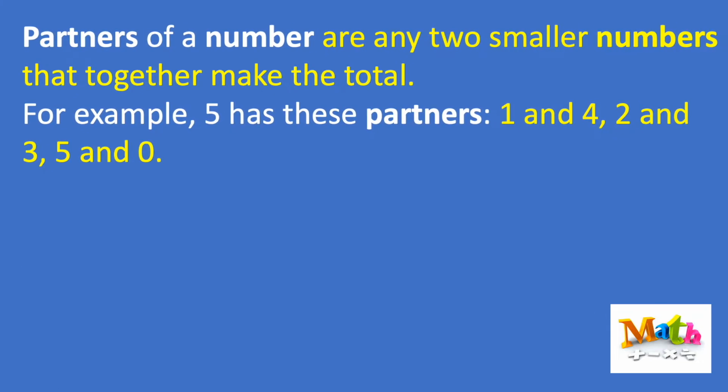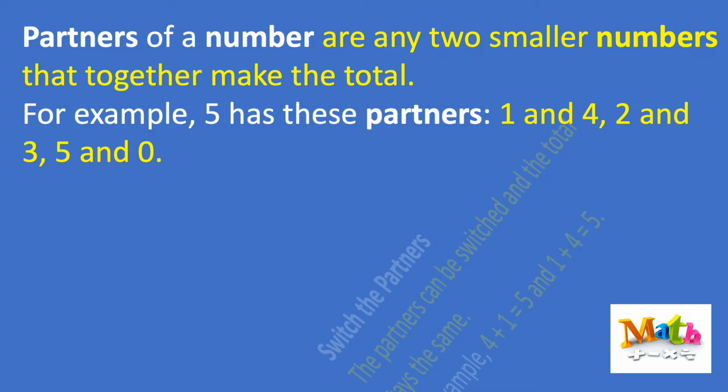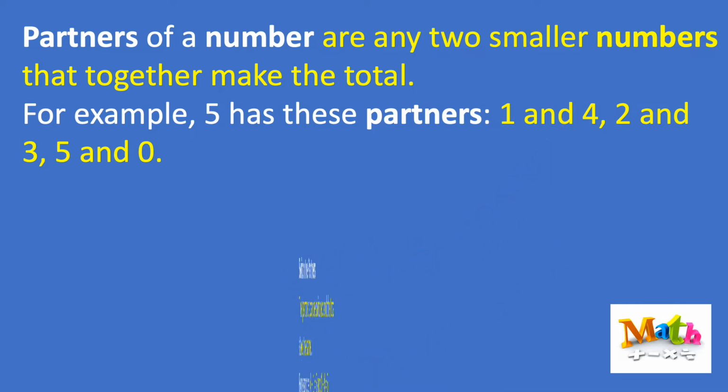Partners of a number are any two smaller numbers that together make the total. For example, 5. 1 plus 4 equals 5, 2 plus 3 equals 5, and 5 plus 0 equals 5. So 1 and 4 are the partners of 5, 2 and 3 are the partners of 5, and 5 and 0 are the partners of 5.